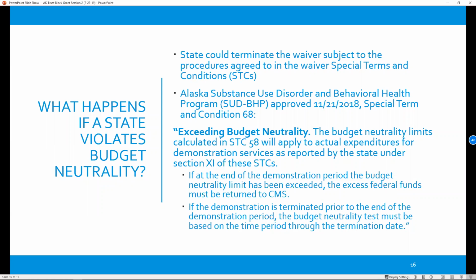If the state exceeded that, the state would have to pay the federal government back. If it didn't, and there weren't any excess federal payments, then the state could exit without repaying the federal government. But the state can always exit. That's the basic point. It can always terminate. It's just a question of where it is in its spending pattern relative to the budget neutrality amounts that it has agreed to, which are spelled out in the special terms and conditions.